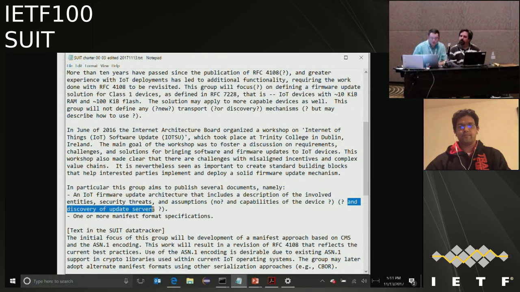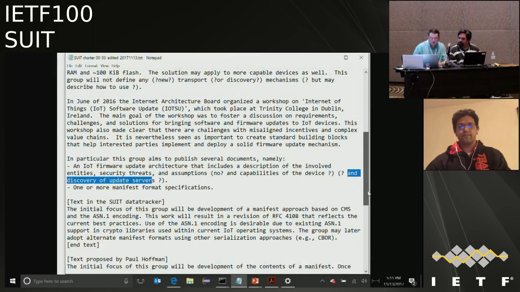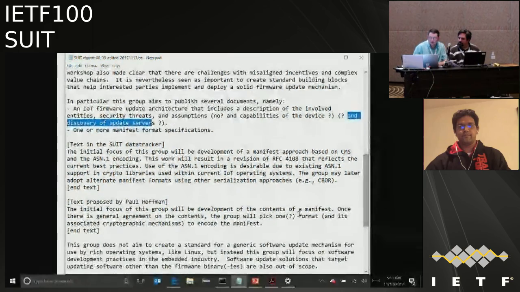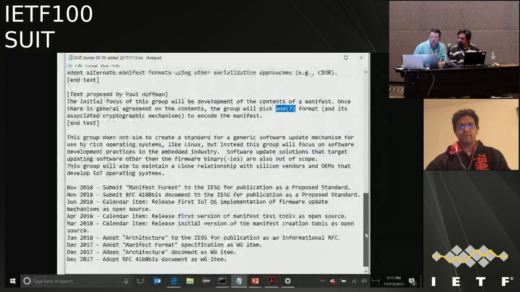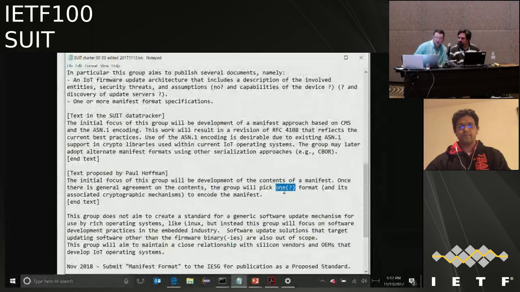Okay, and so we've already talked about the discovery of update servers. And so I think maybe the last one during this discussion is the notion of should the charter constrain us to having one manifest encoding format, or should the charter not mention any constraint? Because if the charter doesn't mention a constraint, that means it's up to the working group to make that decision post-charter. If it's in the charter, it means we're precluded from having that discussion.